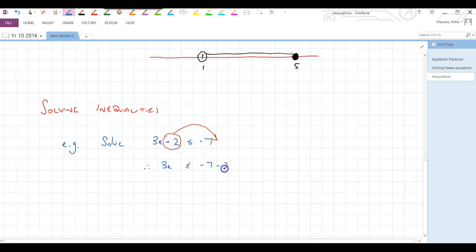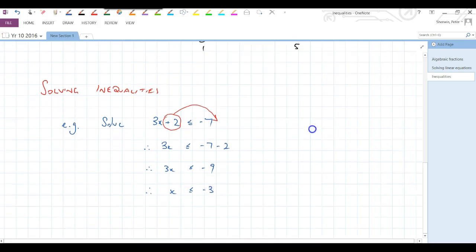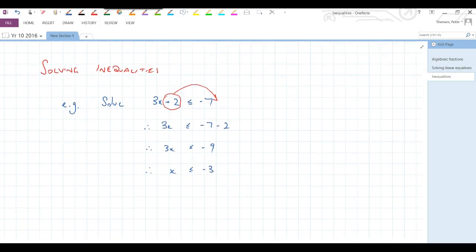So we end up with minus 7 minus 2, which is minus 9. So we get 3x is less than or equal to minus 9. We then divide by 3. x is less than or equal to minus 3. And the job's done. And we haven't done anything differently there. That could have been an equal sign, and we would have proceeded in exactly the same way.